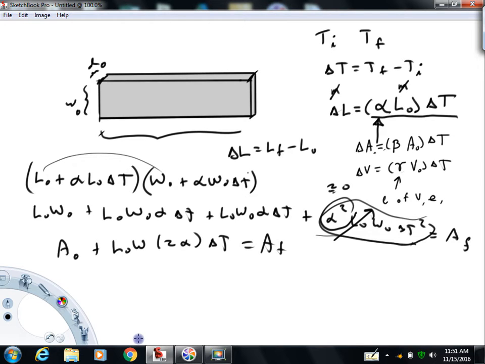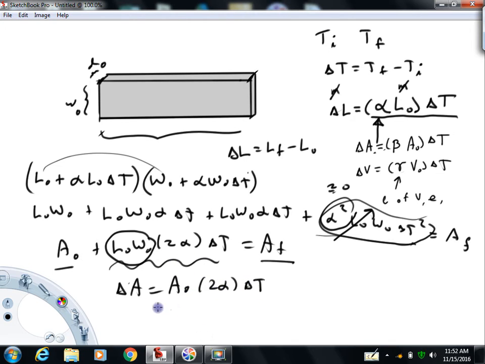Now, this equation is saying our final area is equal to our original area plus this quantity. This quantity that I just put the squiggly under has to be the change in area for that green face. And I just want to compare it to this right here. So if we say that our change in area is equal to this product, which is our original area times 2 alpha times delta T, we have an equation here that tells us the change in area.